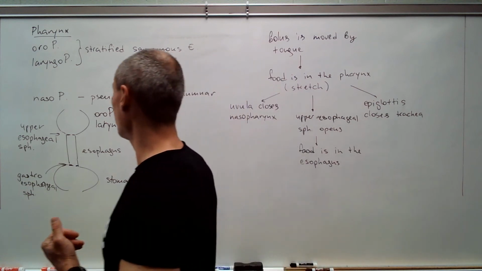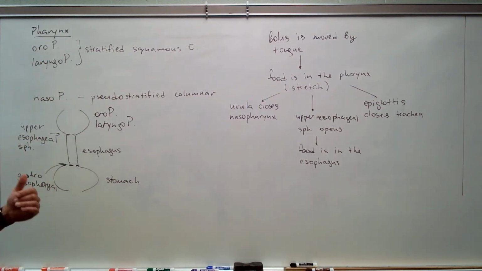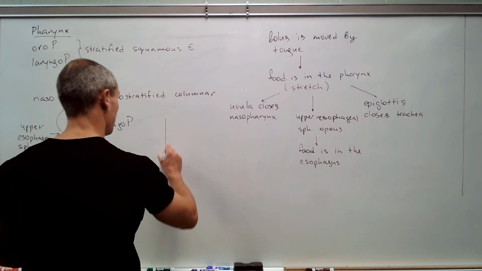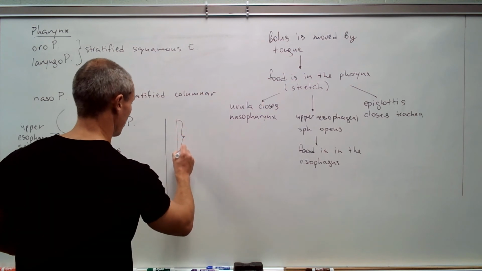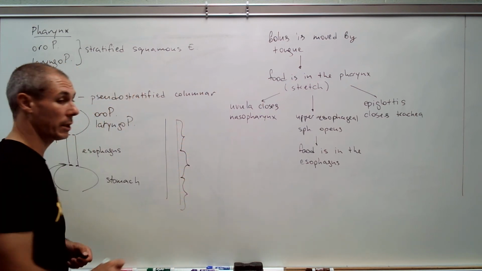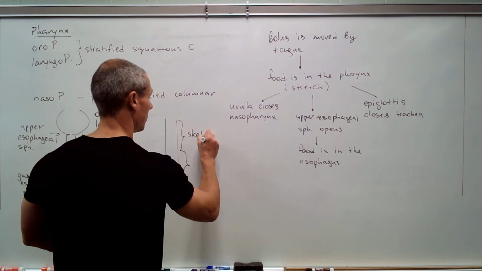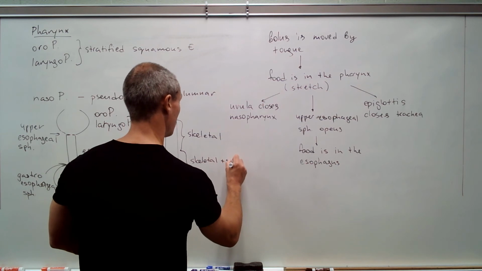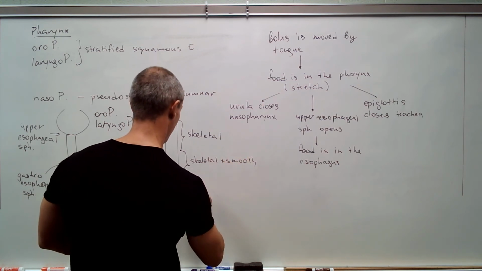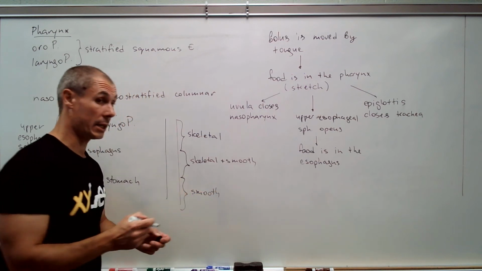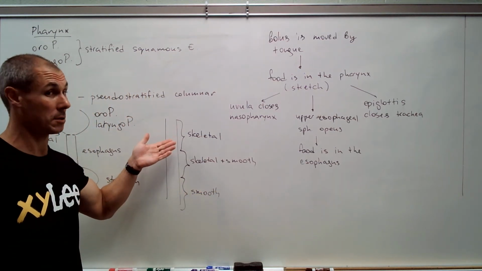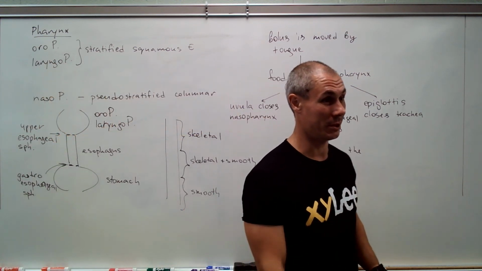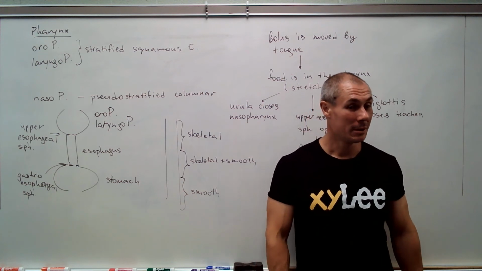It's interesting, the esophagus is not entirely smooth muscle. I should correct myself here. So if we draw an esophagus and break it into three parts here: skeletal, skeletal plus smooth, and smooth. I've got to say, despite the fact that it's skeletal muscle structurally, you do not control it voluntarily. You cannot stop it in its tracks in the esophagus and say, no, I'm not swallowing. That makes sense?